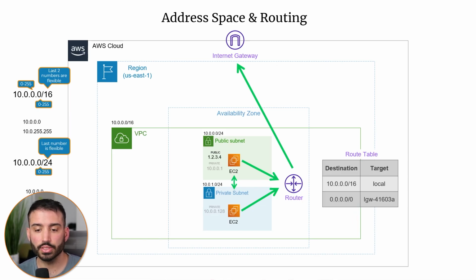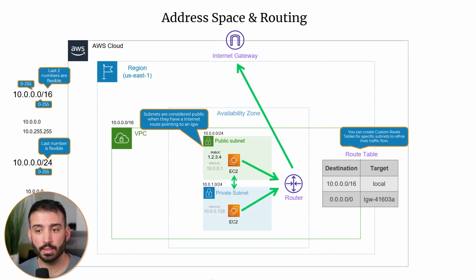So a couple other small things to note here. Subnets are considered public, as I mentioned, only when they have a route pointing to an internet gateway. And the second point is that you can create custom route tables, which we talked about briefly too, and apply those to private subnets. So just two small points that I wanted to emphasize here.